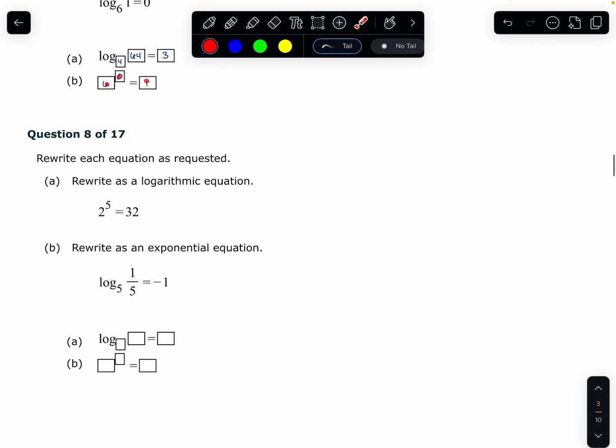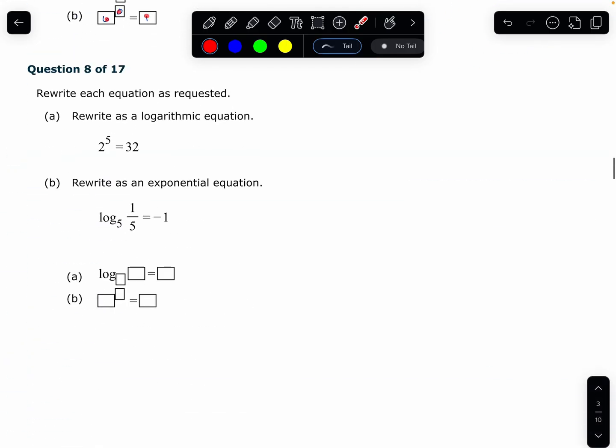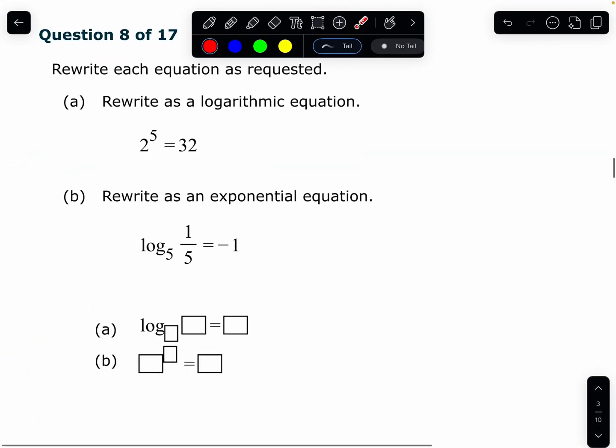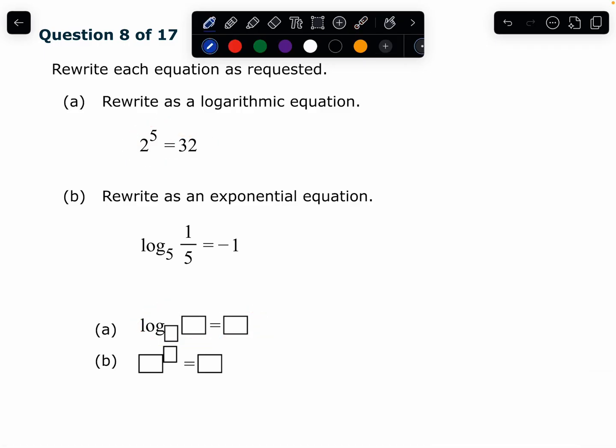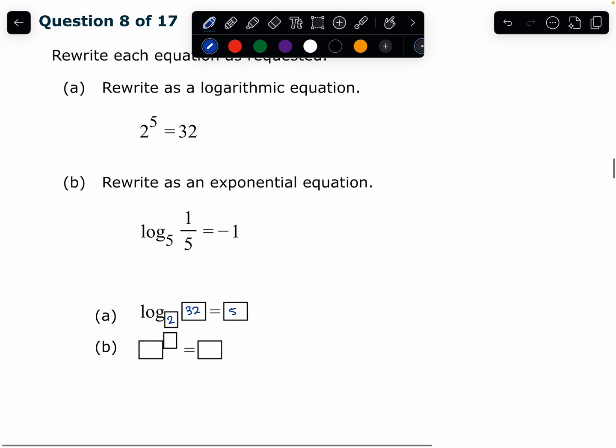Okay. We have a couple more. We have another example right here. So again, we have an exponential. Let's write it as a logarithm. So notice that the base is 2, so the base of my logarithm is going to be equal to 2. I also know that logarithms always equal exponents, so the exponent here is 5, so that should be 5, and then that means that this has to be 32. So log base 2 of 32 is equal to 5.